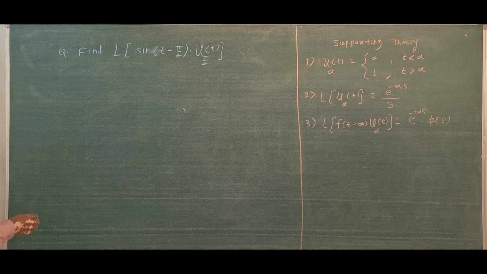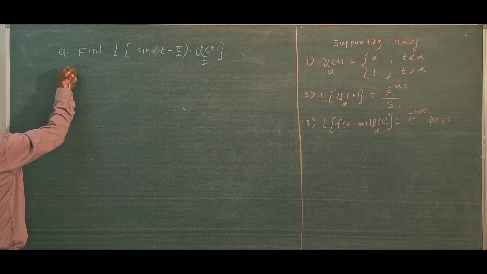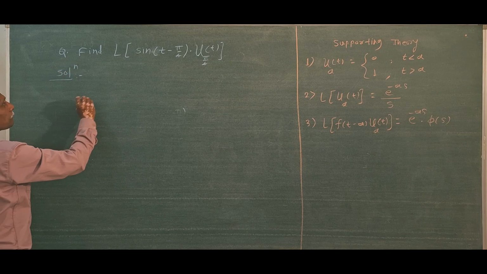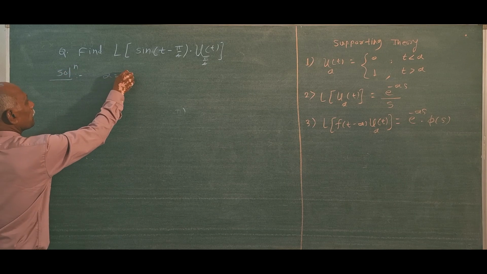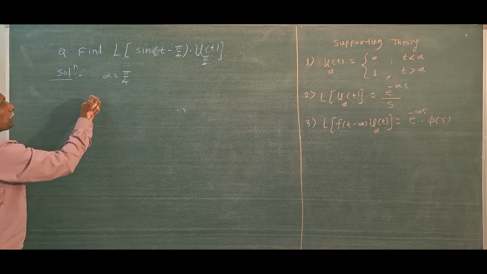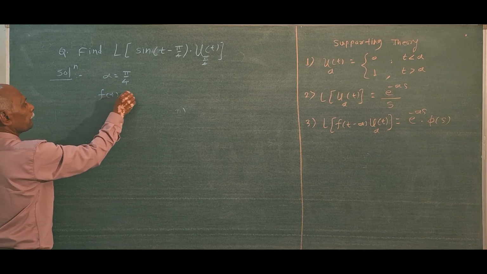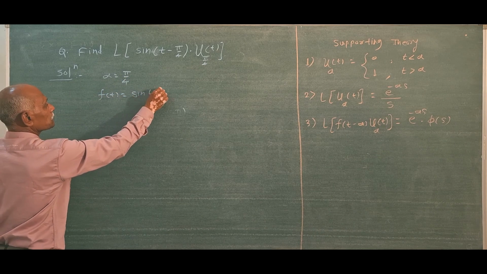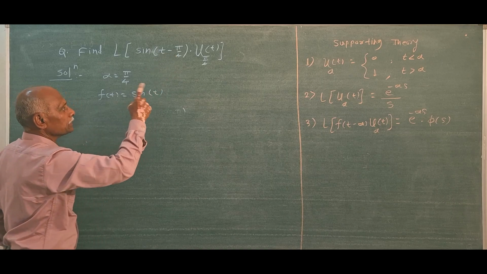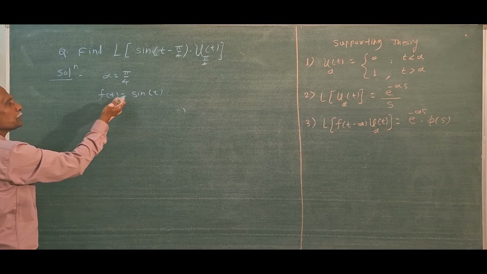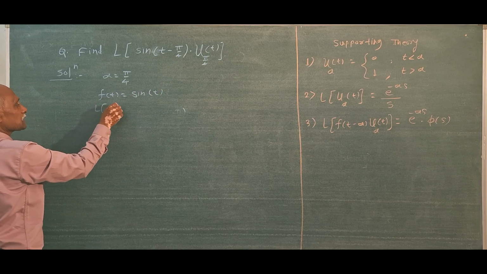In this case, the value of a, here a is equal to pi by 4. What is f of t? f of t is sin t, because pi by 4 is erased and then we are getting this. Once we get f of t, we take the Laplace transform.